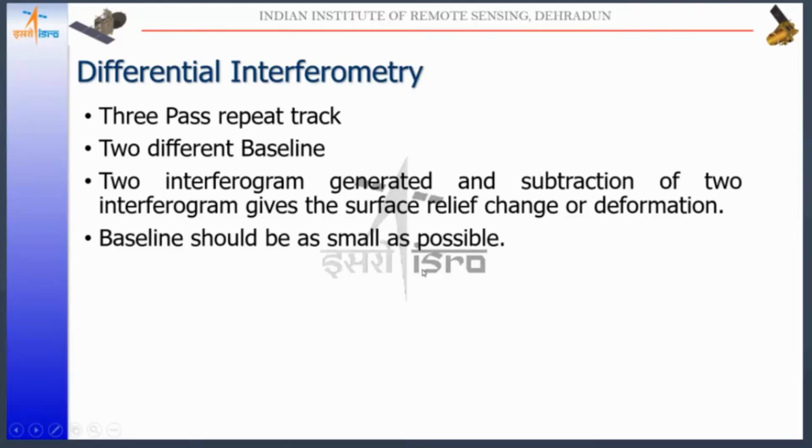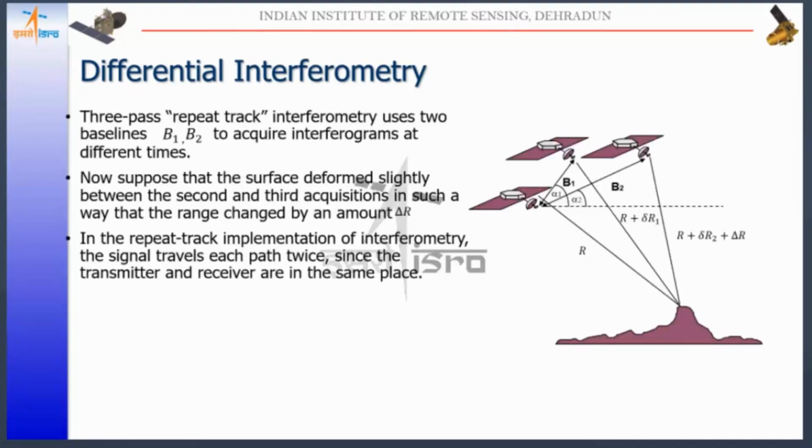The difference of these two interferograms will give the deformation in the surface. Understand? So this is the geometry of differential interferometry. Three passes are there. If this is the R distance, this is R plus delta R, and this is R plus delta R2 plus delta R. Delta R is the difference due to changes in the topography. So this is differential interferometry.